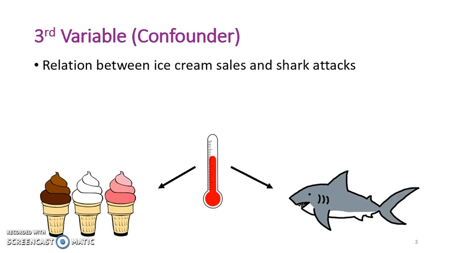Remember the ice cream example from earlier in the semester. Every year, increasing ice cream sales are related to increased shark attacks. The confounding variable is temperature, because hotter weather means more people at the beach and higher ice cream sales.